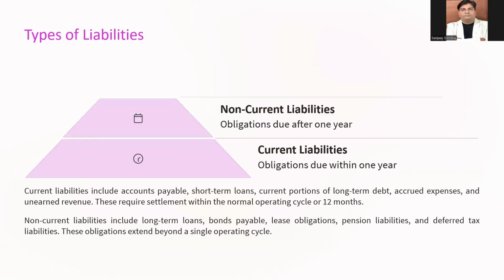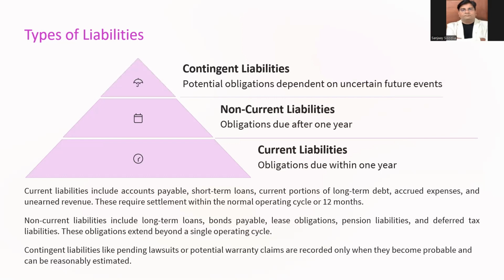The next type of liability is non-current liabilities, obligations which are due after 1 year. Non-current liabilities include long-term loans, bonds payable, lease obligations, pension liabilities, and deferred tax liabilities. These liabilities extend beyond a single operating cycle, that means more than 1 year. The last is contingent liability, potential obligations which are dependent on uncertain future events.